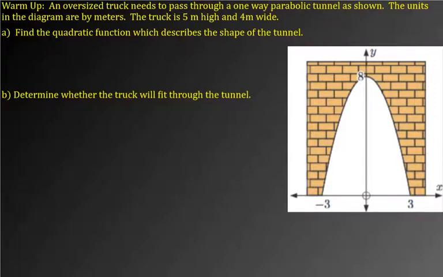This says we have an oversized truck that needs to pass through a one-way parabolic tunnel like this. The units in the diagram are in meters, and the truck is 5 meters high and 4 meters wide. And we want to find the quadratic function which describes the shape of the tunnel.